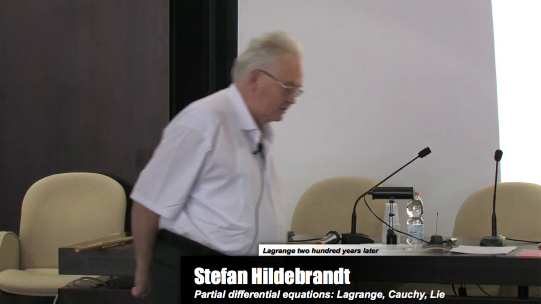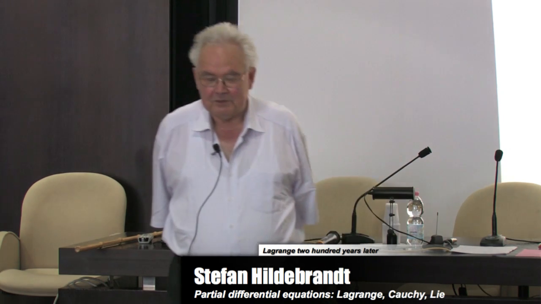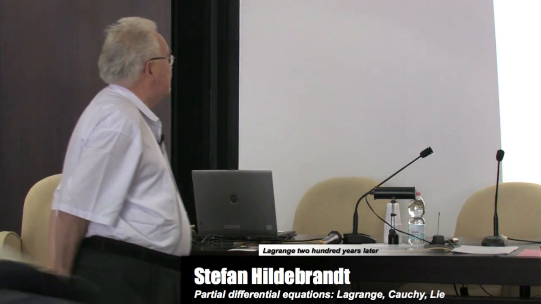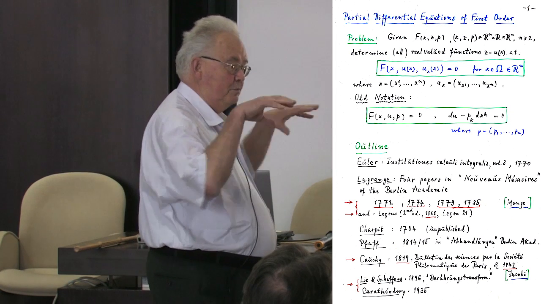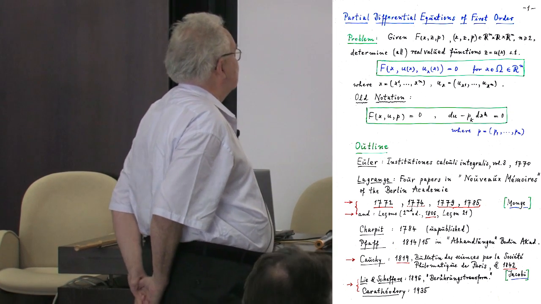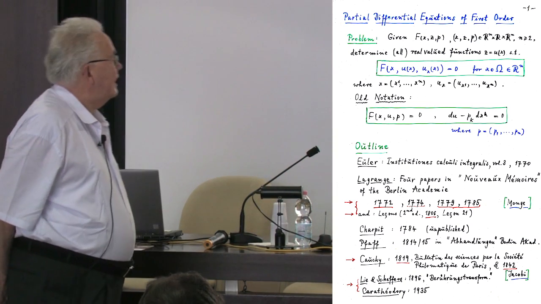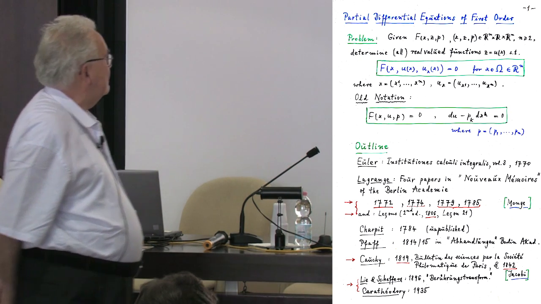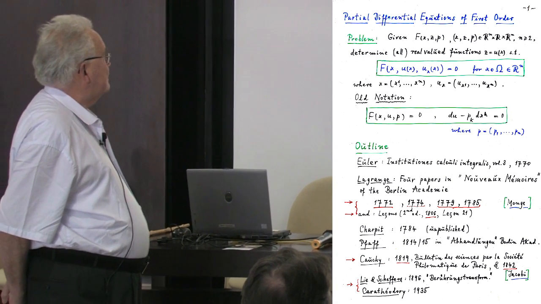I'm not talking about all of partial differential equations, but about Lagrange's contributions to partial differential equations of first order. And just let me recall the simple problem. There is given a function, it's a box, so to say, in which one puts in the solution. This function is f of x, c, and p. x and p are in Rn, so these are always n variables, and c is a scalar variable, and we have a partial differential equation, so n should be at least 2.